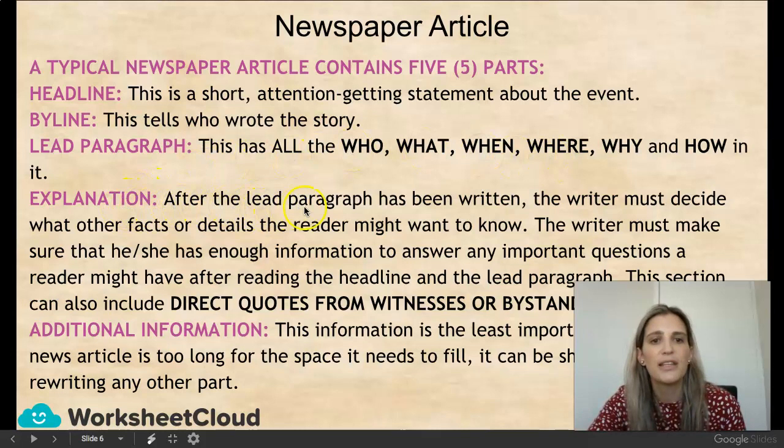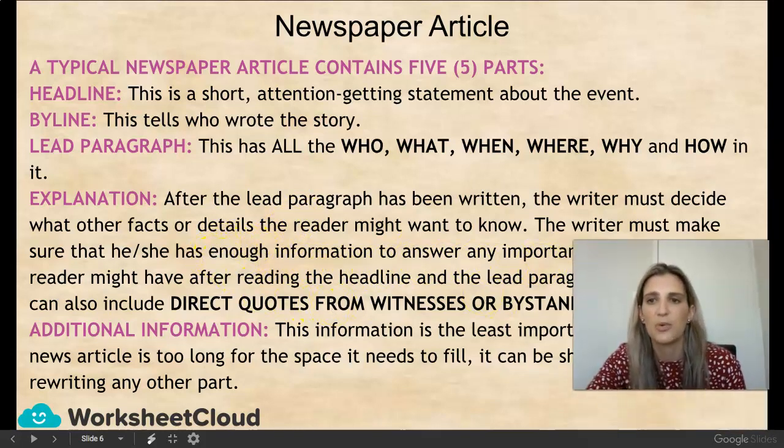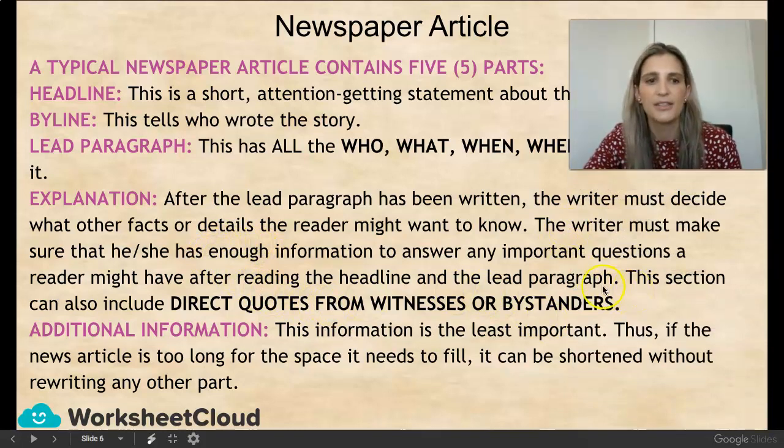Explanation. After the lead paragraph has been written, the writer must decide what other facts or details that they want to include in this article. So the writer must make sure that they have enough information to answer any important questions a reader might have after reading it. So that's quite important. This section can also include direct quotes from witnesses or bystanders. So this adds credibility to your article. Somebody will talk about their experience or what they saw.